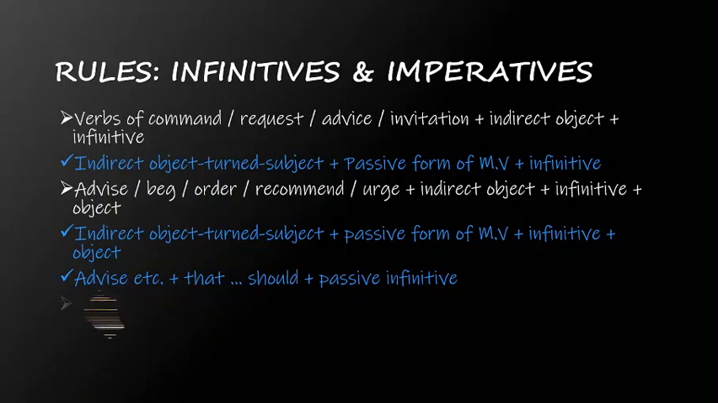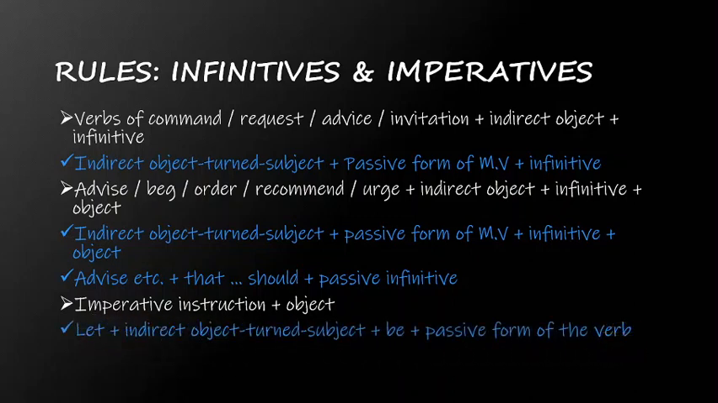And finally, remember, if there are some imperative instructions along with the object, we can again do the same thing, but this time bring be in, or we may use let. So first of all, let, then the indirect object turn subject, then the be verb, and then the passive form of the verb. So we are using let. Basically, we are bringing in this concept of let be.